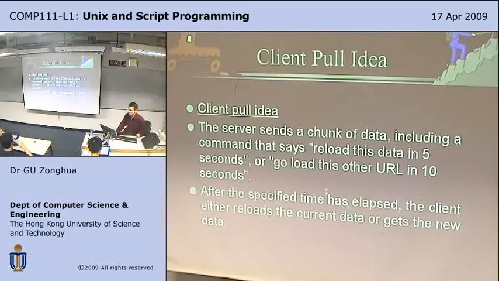Client pull is where the server sends a chunk of data, including a command that says, reload this data in 5 seconds, or go load this other URL in 10 seconds. After getting this command, the client will reload the current data or get the new data based on the periodic time specified in the command.